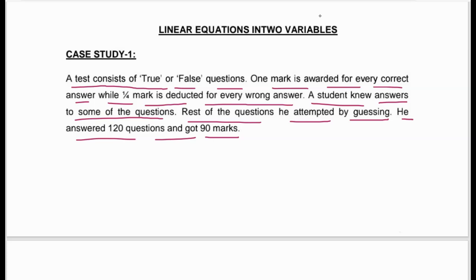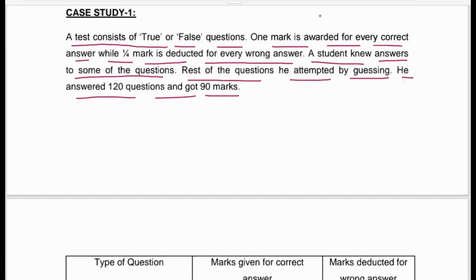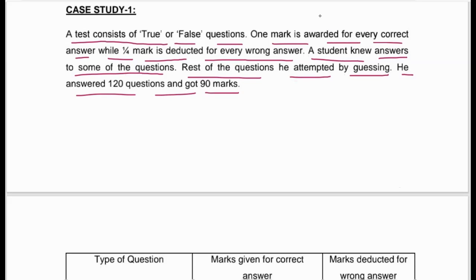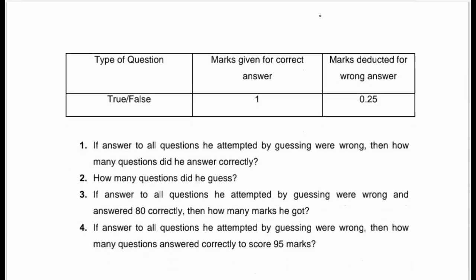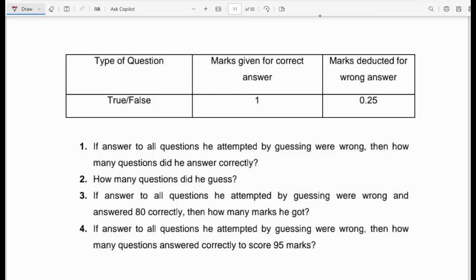So this is the case study of a student attending a competitive exam where you have true or false questions. If the answer is correct, it is 1 mark, and if the answer is wrong, marks are deducted. They have given this in the following table. The type of question will be true or false. Marks given for a correct answer will be 1. Marks deducted for a wrong answer will be 0.25, which is nothing but 1 by 4.